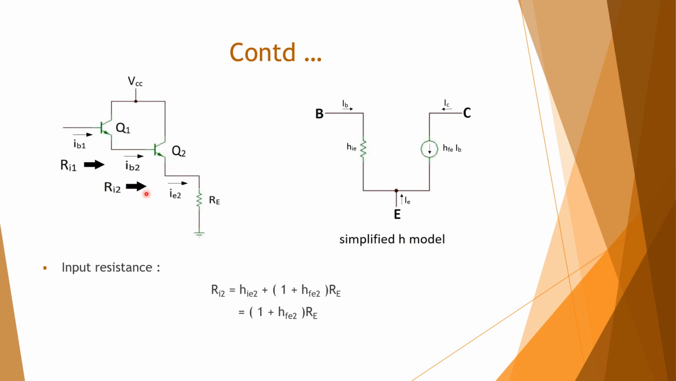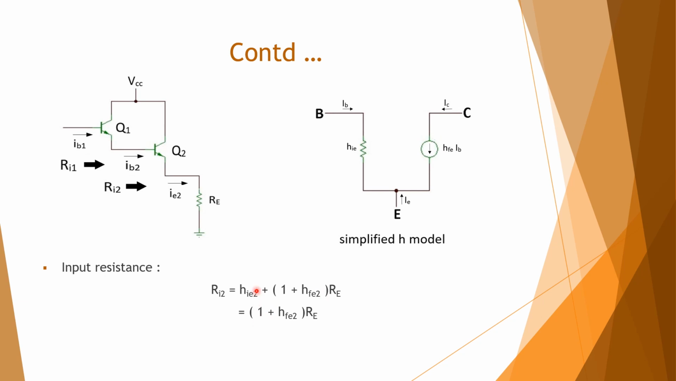Looking from the base of the second transistor, it is Ri2, the second input resistance, and this is Ri1, looking from the base of the first transistor. Ri2 you can calculate from here: Ri2 equals hie2 plus 1 plus hfe2 into Re.